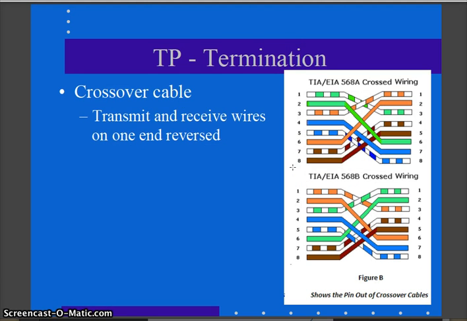If I needed to make a crossover, I'm going to cross all wire pairs. I will flip-flop the oranges and the greens, and I'll flip-flop the blues and the browns. That would give me a gigabit crossover. And that's going to flip-flop all the sends and receives, so I can connect two similar devices together. A switch to a switch, if you will.